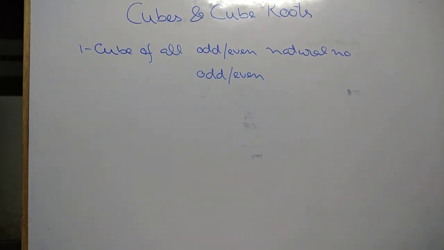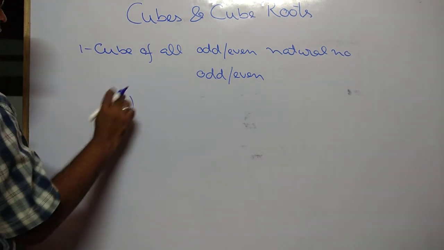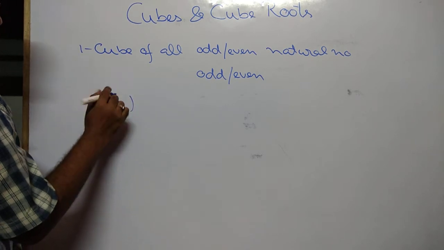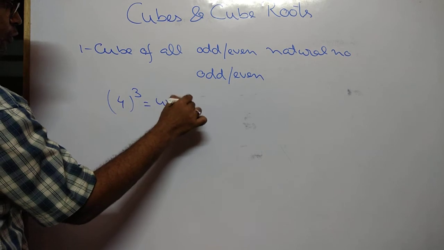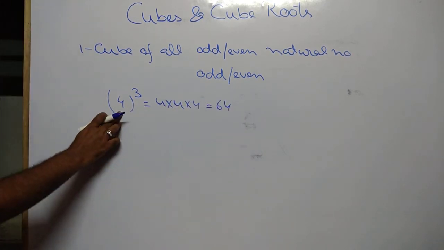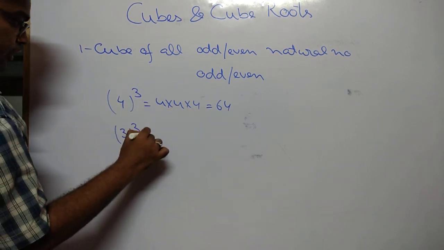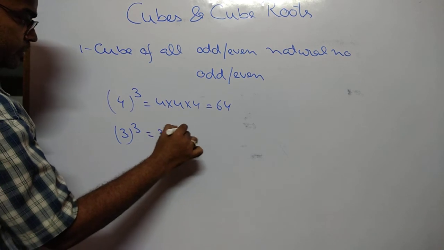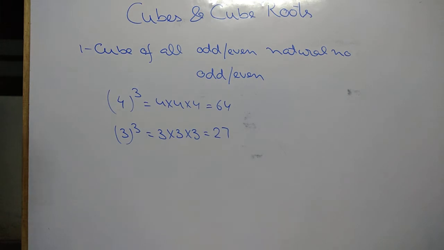For example, take an even natural number. I am taking 4. 4 cubed is what? 4 into 4 into 4, it's 64. So the cube of any even number is also an even number. Suppose I am taking 3. So 3 itself is an odd number. Its cube is 27. So 27 itself is an odd number. So this is the first property.